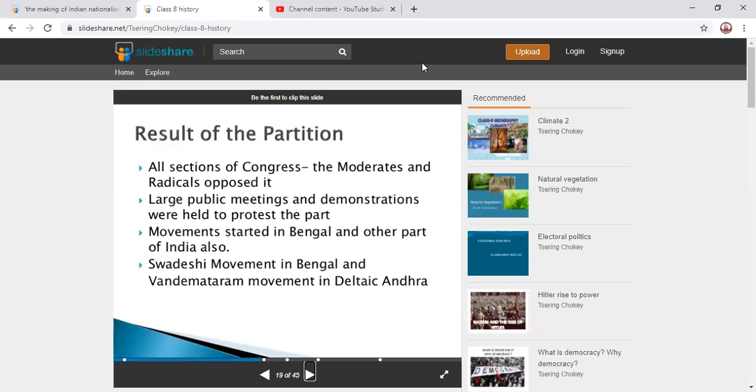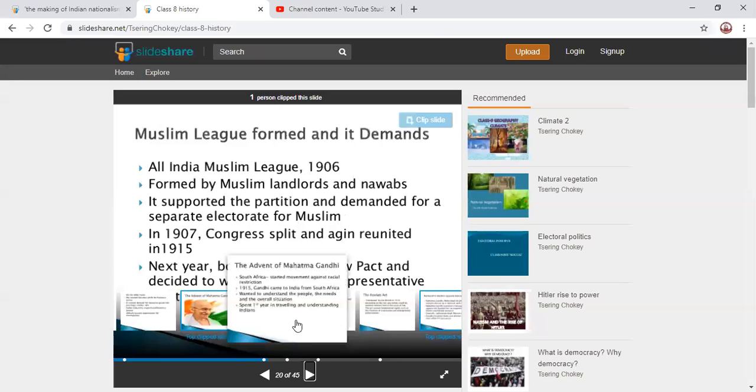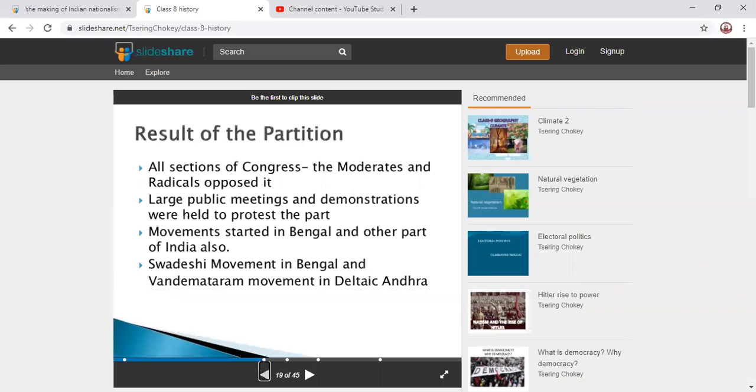In many places, British schools, colleges and universities were also boycotted. Students left the schools and took part in a mass agitation organized by moderates and radicals. A large section of students from colleges and schools started taking part in all such movements, started by the moderates and radicals by supporting these two methods, Swadeshi and boycott.